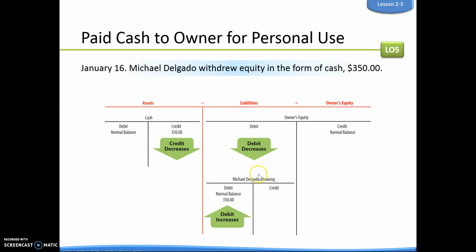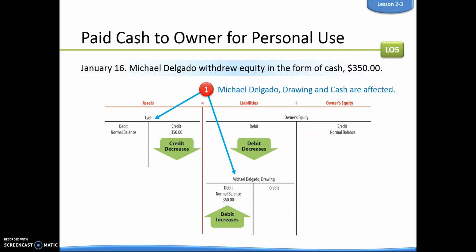The drawing account, if you were to go back to our very first section and look at your chart of accounts, you will see that we have a Michael Delgado capital and a Michael Delgado drawing account. The drawing account is the one where we talk about withdrawals. You see that drawing withdrawals? That's where we keep track of the money that he has taken out of the business to pay himself. So we have 2 accounts. We've got Michael Delgado drawing and cash. Those are our 2 accounts.